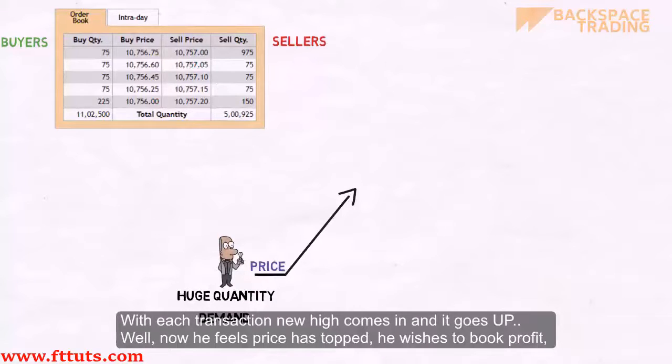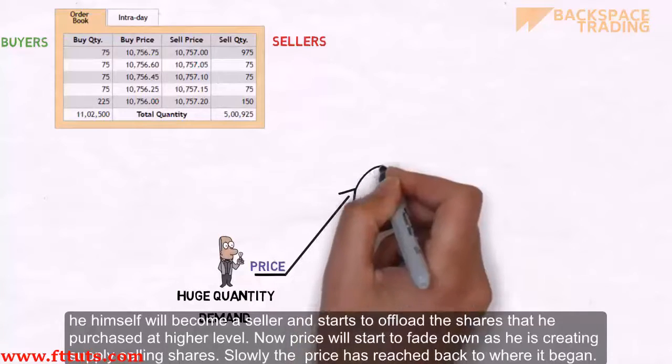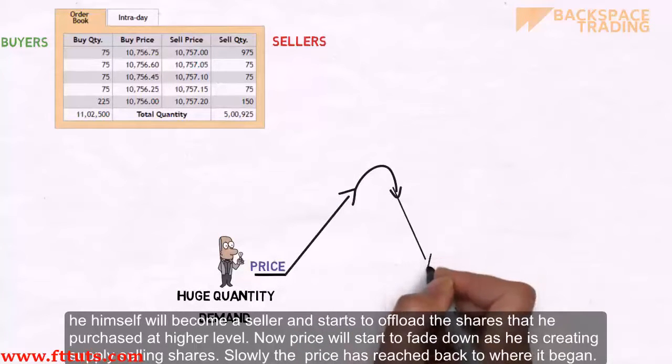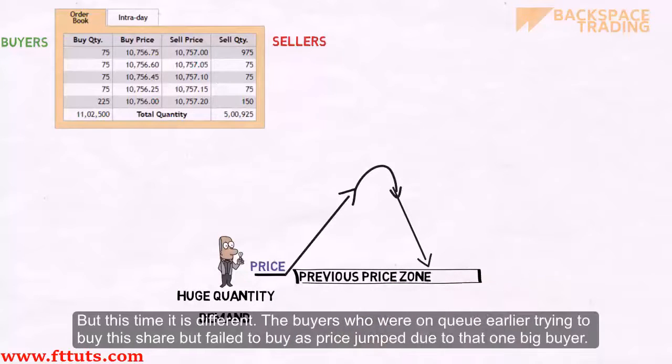Well, now he feels price has stopped and he wishes to book profit. He himself will become a seller and starts to offload the shares that he purchased at higher levels. Now price will start to fade down as he is creating a supply, selling shares. Slowly the price has reached back to where it began. But this time it is different.